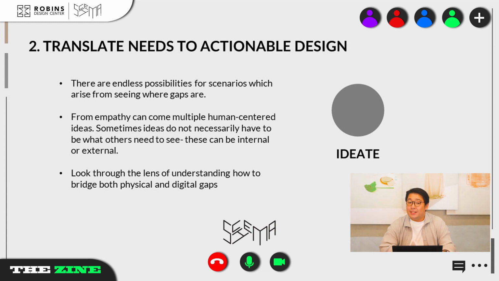So now for our second talking point. We translate these needs into actionable design. This is where the collaborative, creative process begins. We ideate for this step. For a designer, a problem can be resolved in a multitude of ways. Your creativity is the boundary. At times, an outside perspective can give insight as to how a present consumer may see the situation. Similarly, ideating a design does not necessarily have to be what your consumers see. It may be an internal process that needs to be addressed.